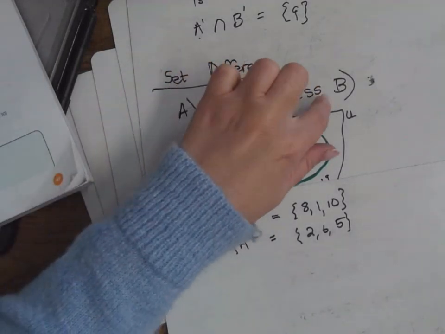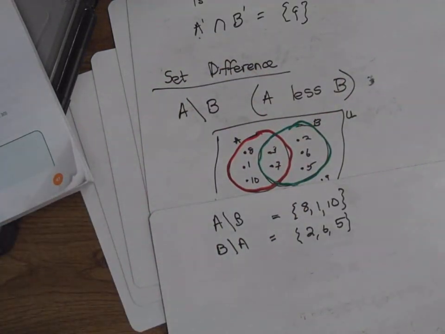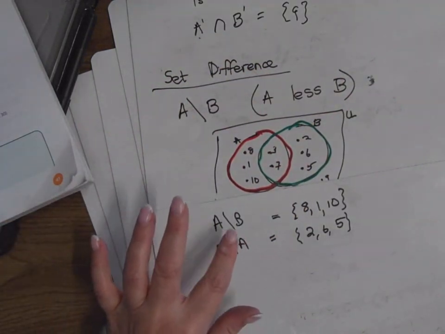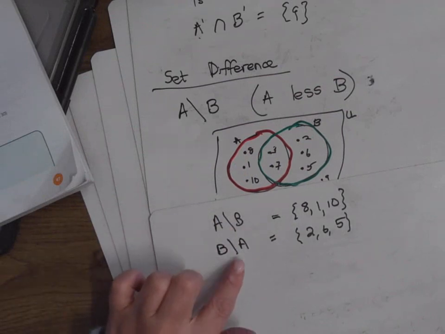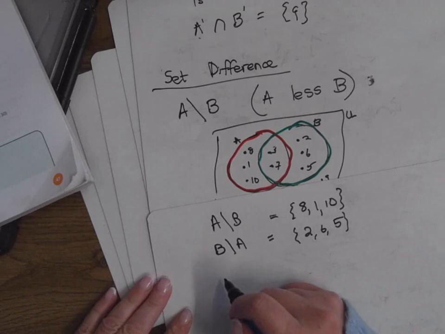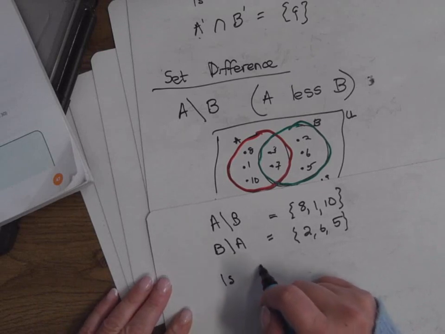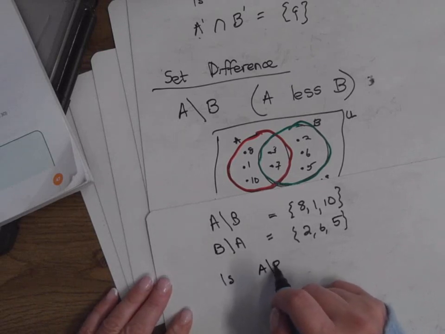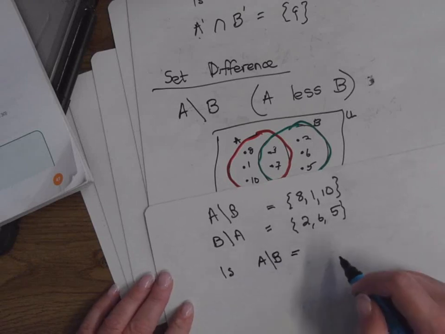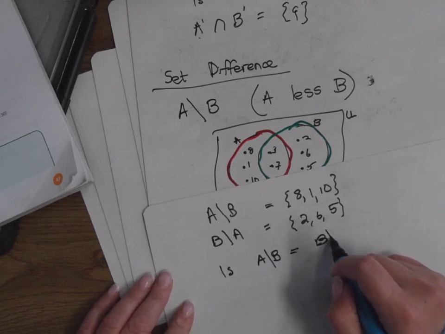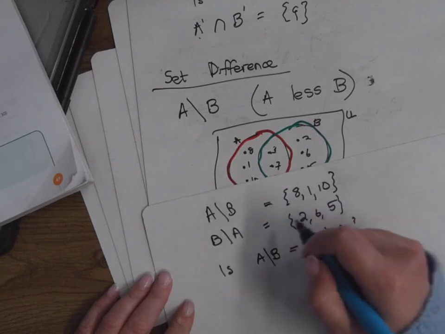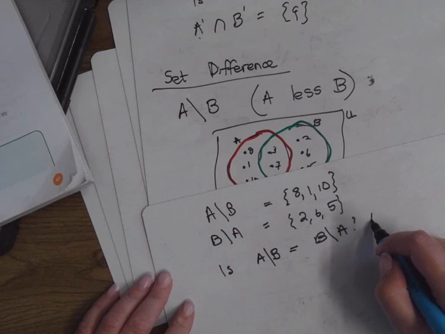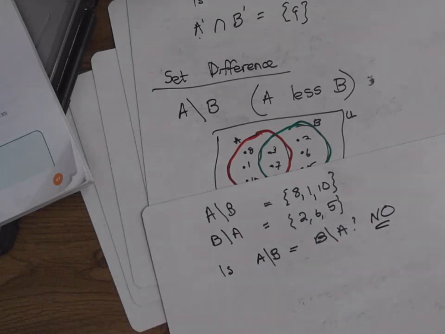So you say A less B, but I like to call it takeaway. So it's like A takeaway: start with A, take away anything that's in B. Start with B, take away anything that's in A. Now, next question: is A less B equal to B less A? No. They're clearly very different answers, aren't they? So A less B is that, B less A is that. So the answer is no. Is that okay? Right, okay.